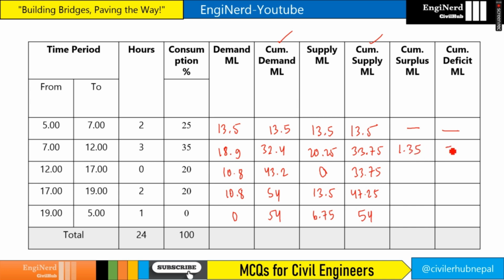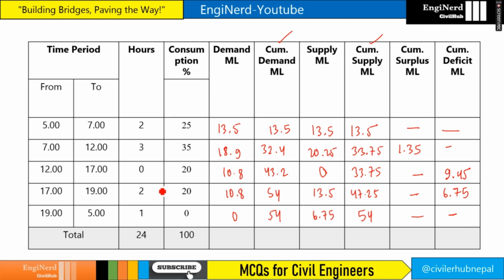And again, another part 43.2 minus 33.75, right? Since the cumulative demand is more, we will subtract this and write in deficit. So it will be 9.45. And for this part, 54 and 47.25, 54 minus 47.25, it will be 6.75, right? So deficit part 6.75, right? So here is nothing, and for the last part it will be nothing, right?